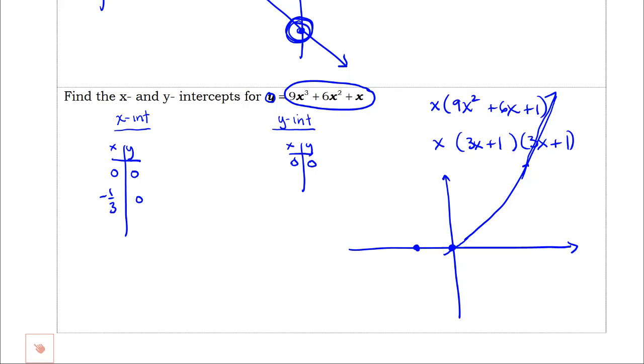Anybody remember anything about this? What's that about? Remember? There's this funky word, multiplicity. Keep that in mind. What happens when x gets more and more negative?